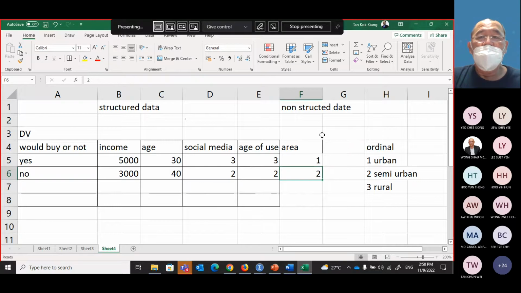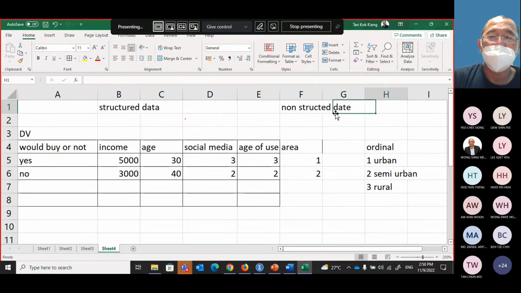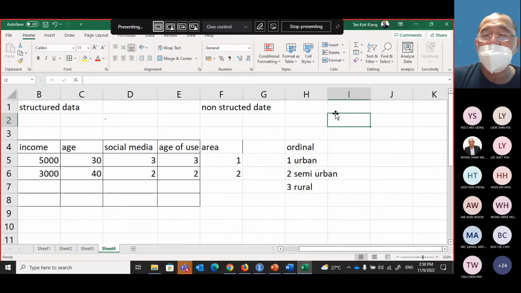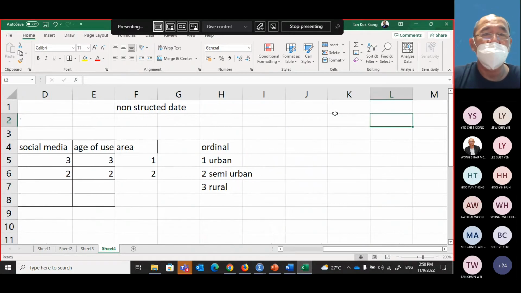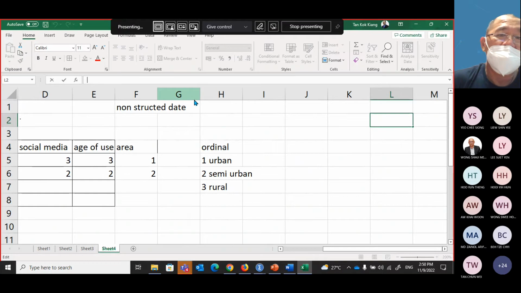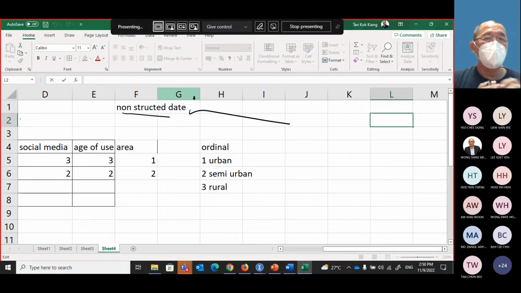Okay. You see, non-structured data you may learn. Since you are here, we can discuss a bit more. Since you are a master's student, you should know more. Non-structured data is like what? Non-structured can be really broad. One example is, just now, you can include the specification into the modeling.